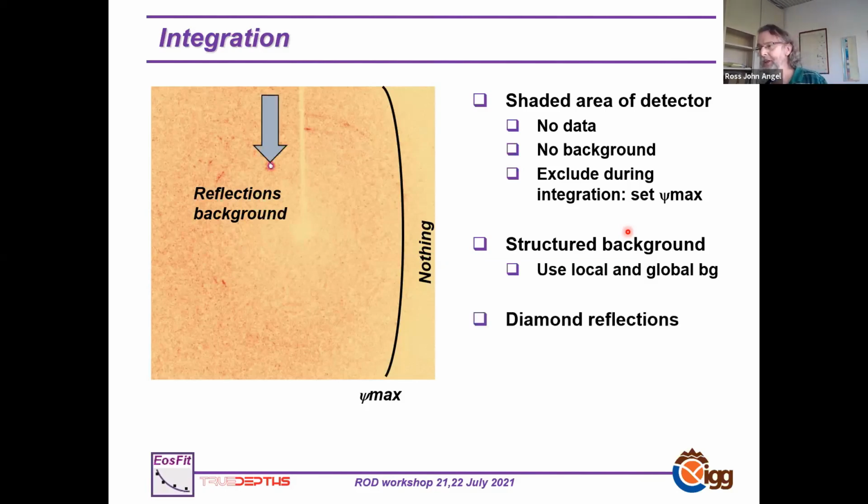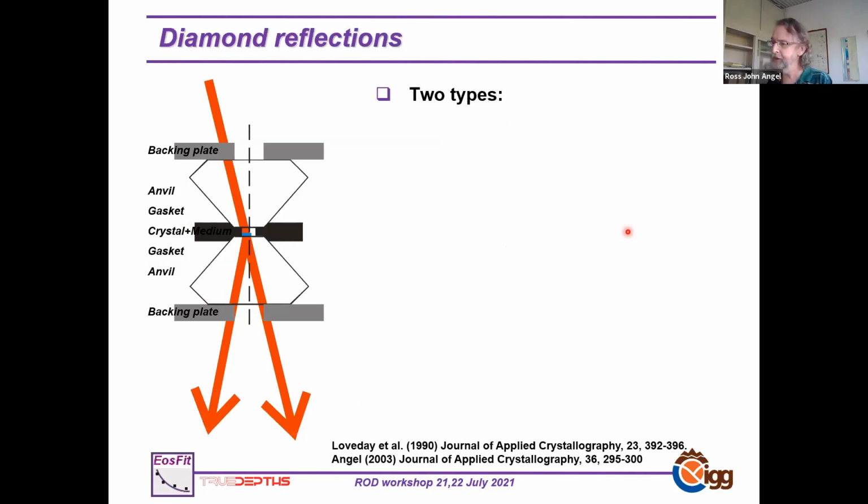The last thing you can see in here, this big spot, is not a crystal reflection, but a diamond reflection. The diamond anvils are single crystals, and they can diffract the X-rays, including onto the detector. In actual fact, there are two types of diamond reflection events. There's diffraction from the diamond, but their effect on your data is different.